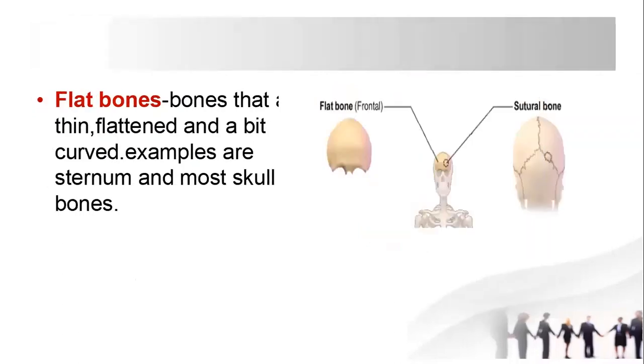Next we have flat bones. Flat bones are thin, flattened, and a bit curved. The examples are the sternum and most skull bones. And in our case, we have the frontal bone, which is one of the flat bones. As stated earlier, they are formed from fibrous membranes.